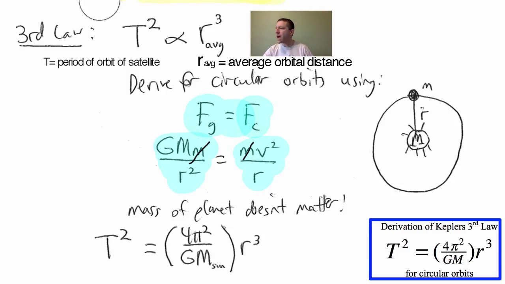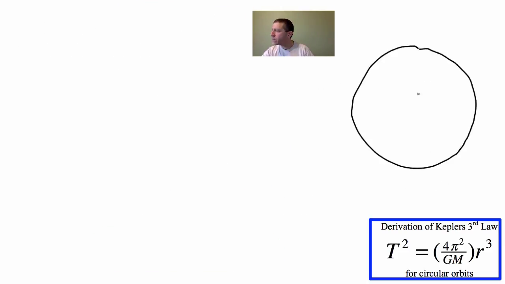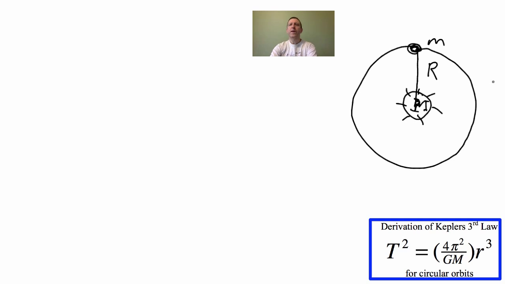And we are going to right now, let's go ahead and derive this thing right here. We are going to derive that right now. We've got a sun of mass capital M, and we have a small planet of mass little m. This distance is r, the center to center distance r away. So let's go ahead and derive Kepler's third law.